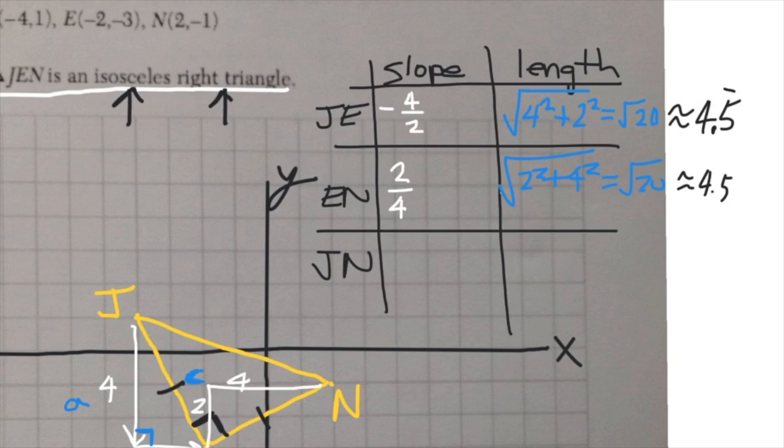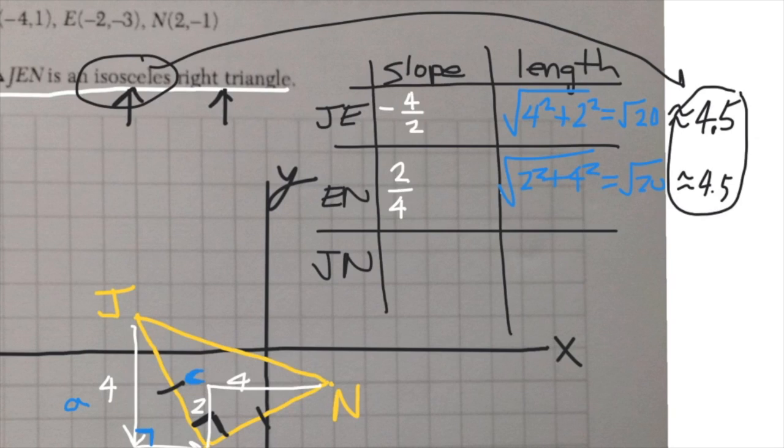And look, we already proved that two sides are the same length. We were asked to prove that the triangle is isosceles, so you can just point to it and say it's isosceles. It's got two sides that are the same length.